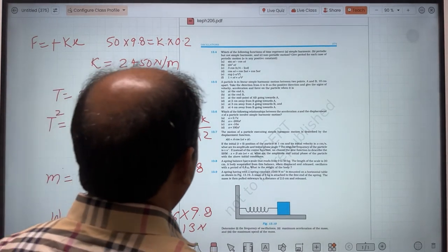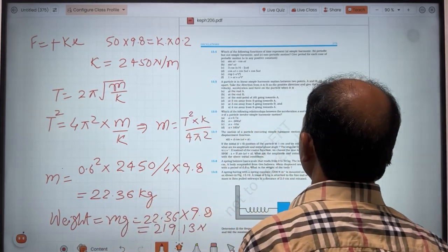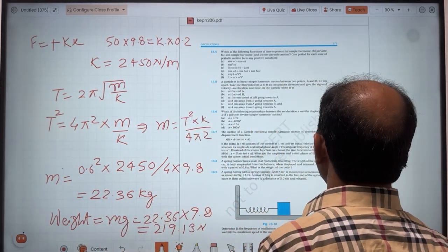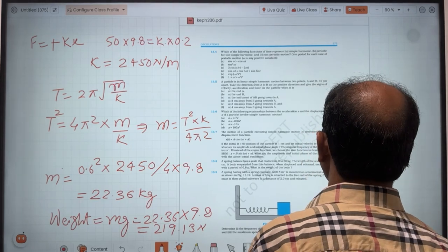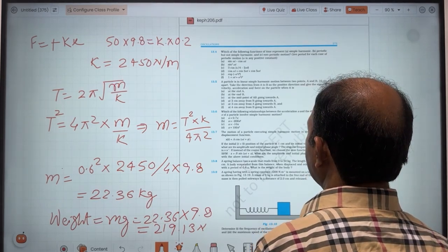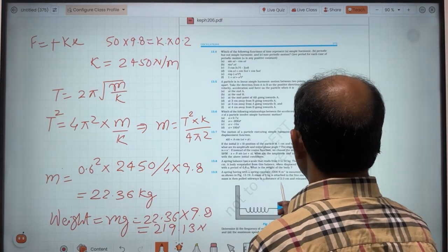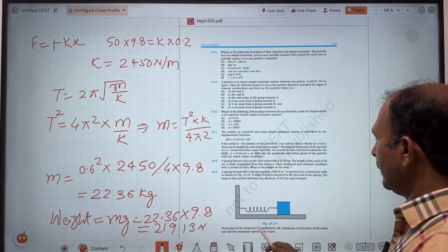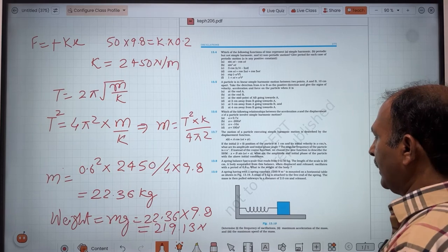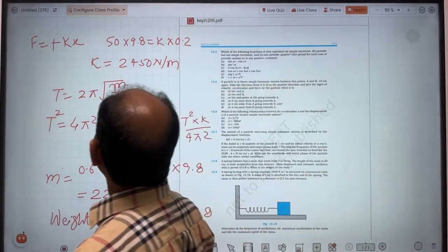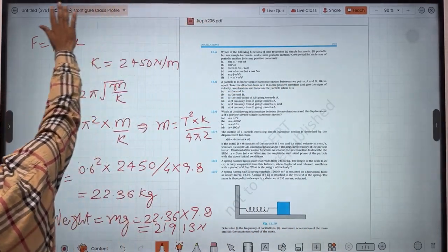Now, here there is one more question. A spring with a spring constant this much is mounted on a horizontal table as shown in the figure. A mass of 3 kg is attached to the free end of the spring. The mass is then pulled sideways to a distance of 2 cm and released. Determine the frequency of oscillation, maximum acceleration of the mass, and the maximum speed of the mass. So let's find out.